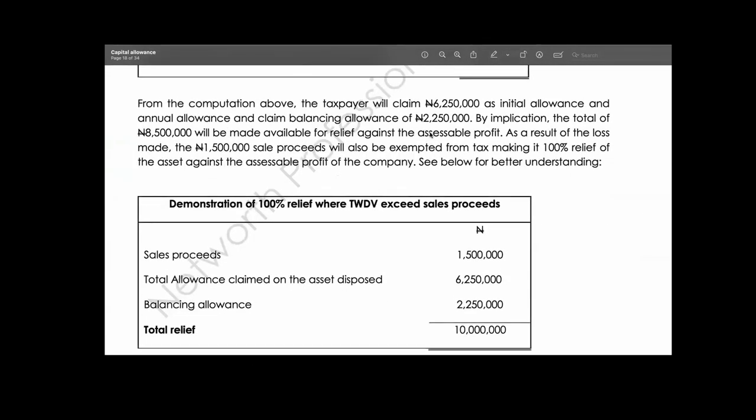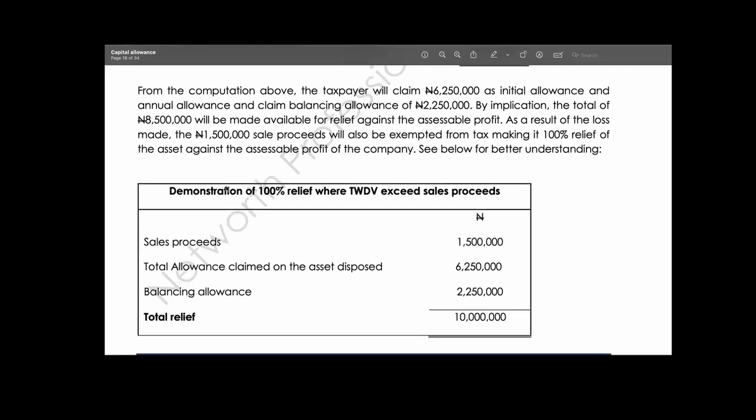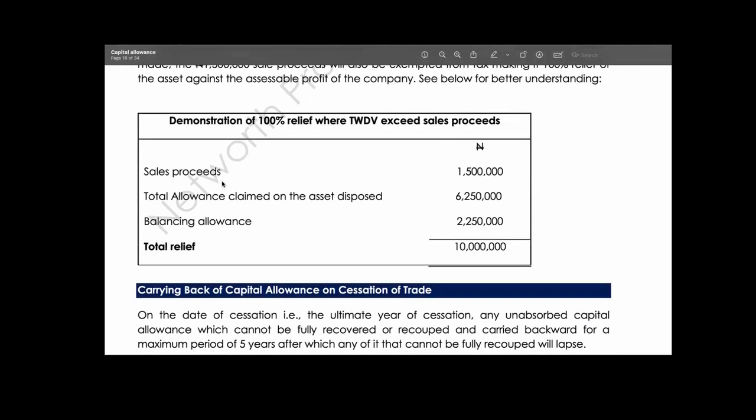Because the taxpayer will also be exempted from capital loss, such taxpayer will enjoy 100% relief. That is, sales proceeds will be part of the relief. Capital allowance will be part of relief. Balancing charge will be part of relief. And when you look at it holistically, you notice that we have even gone back to our 10 million naira cost of the assets. So by implication, the taxpayer will be exempted all the cost of the assets when there is balancing allowance. Do you have any question at this point?